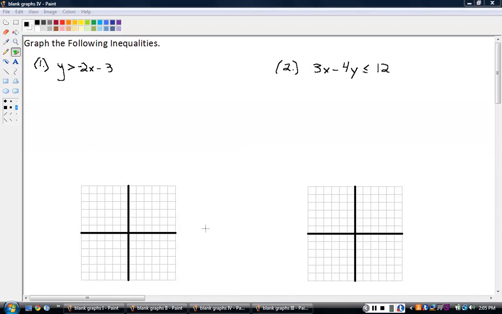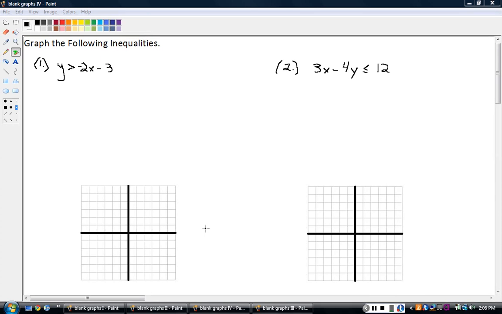Okay, now we're going to graph inequalities. Instead of graphing a line, which is really a collection of points on a line, graphing inequalities is going to look like even more than that. It's going to be a line and everything shaded on one side, a collection of x, y coordinates, not just on a line, but everything either greater than or less than that.